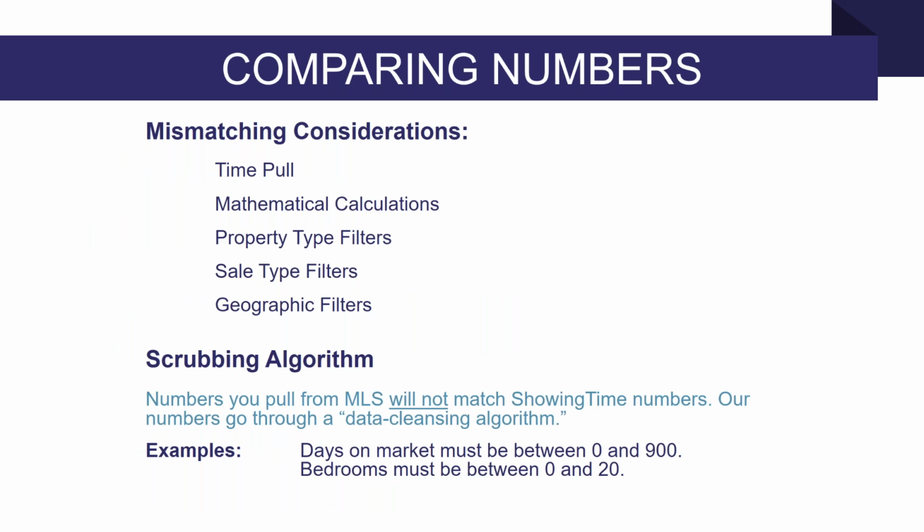If you happen to do an MLS export, you might find that your data is a little bit different than ours. 99.9% of the time, it's for one of these reasons here. You pulled at a different time, you used median versus average, or the filters and selections you made don't match with what is being done by ShowingTime. Once in a while, we do a little bit of data scrubbing. If a house has 200 bedrooms, we're not going to count 200 bedrooms in the figures we produce, but we don't eliminate that sale. We just simply eliminate that errant field.